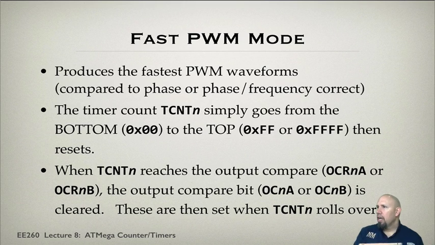Okay, so in fast pulse width modulation mode, the timer count simply goes from the bottom, 0, to the top, which is either 255 or this number, and then it resets. So it just goes from 0 to the top, 0 to the top, and just resets. So that's what the timer does. When the count reaches the compare values, A or B, then the output compare bit is cleared. And then it is set again when the counter rolls over.